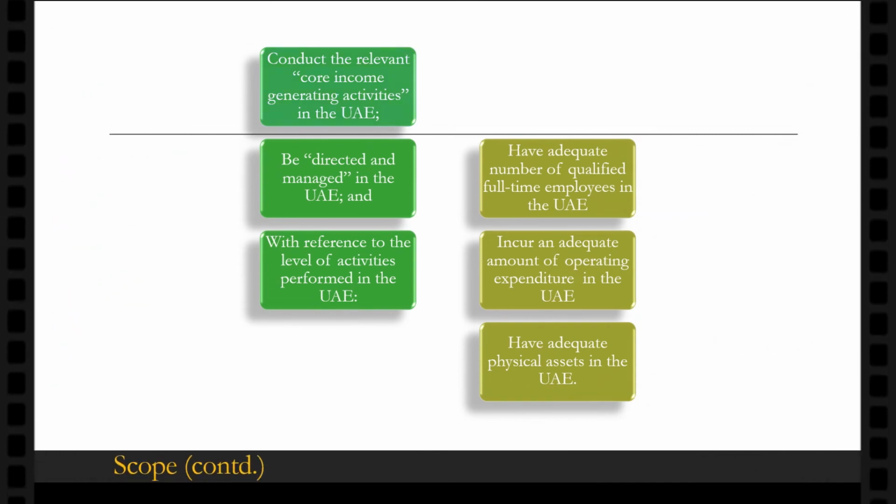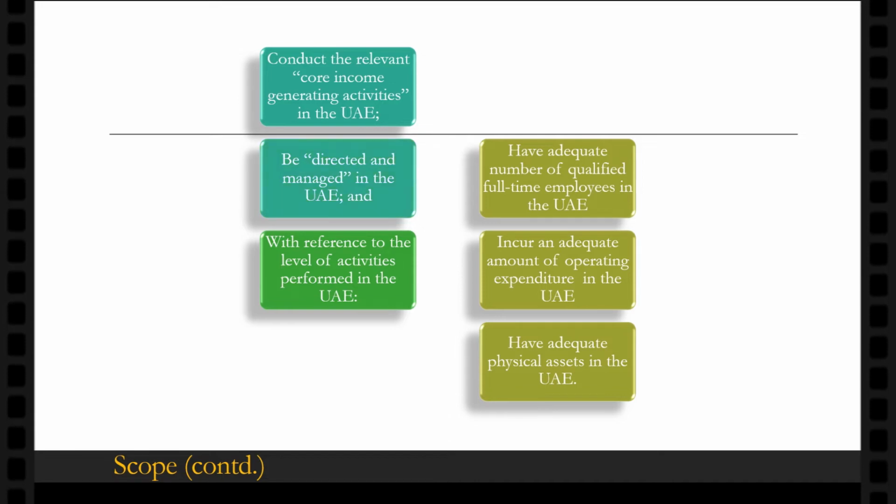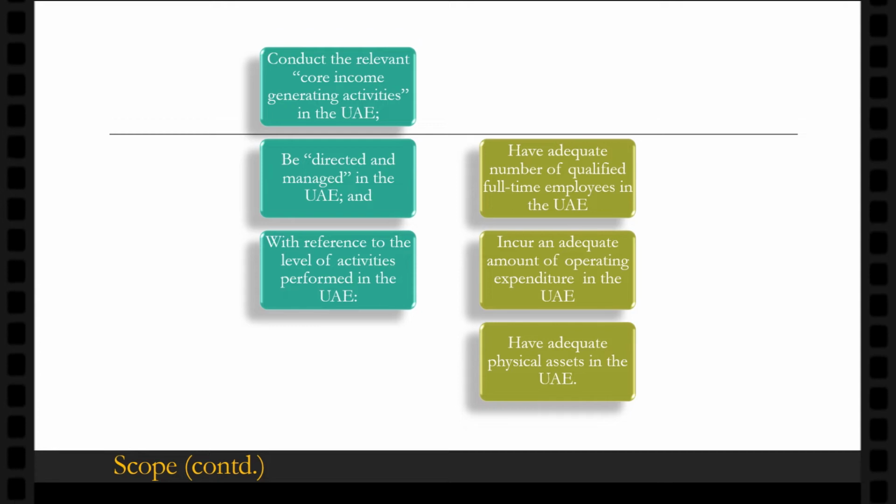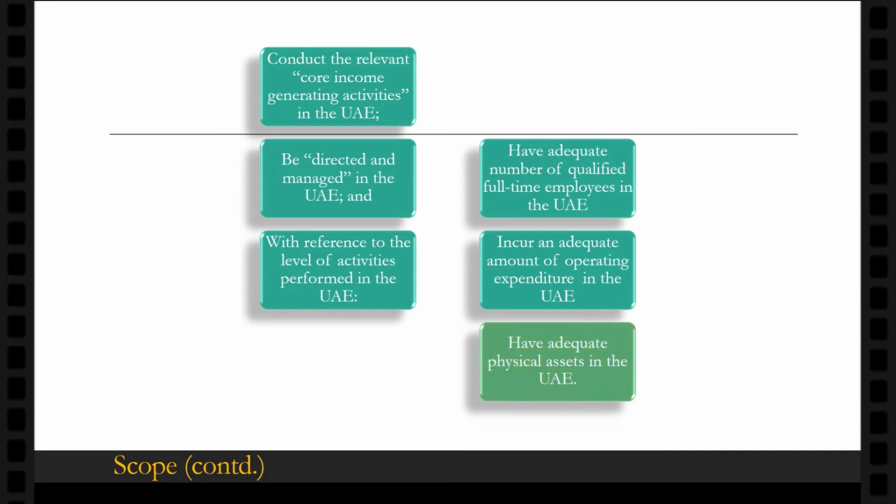Now let's see the economic substance requirements. First, the company should conduct the relevant core income generating activities in the UAE. Second, the company should be directed and managed in the UAE. And the third one is with reference to the level of activities performed in the UAE. It is of three categories: the company should have an adequate number of qualified full-time employees in the UAE, the company should incur an adequate amount of operating expenditure in the UAE, and the company should have adequate physical assets in the UAE.